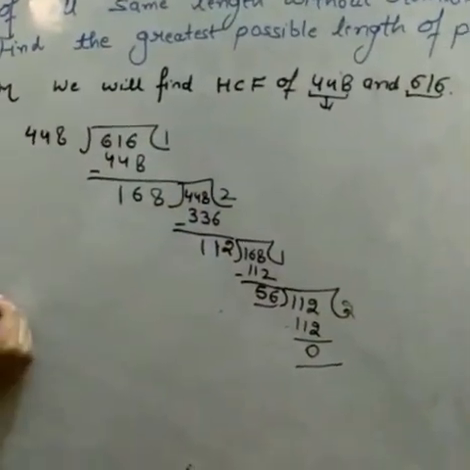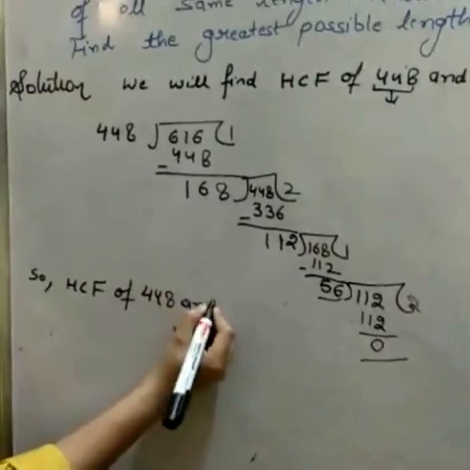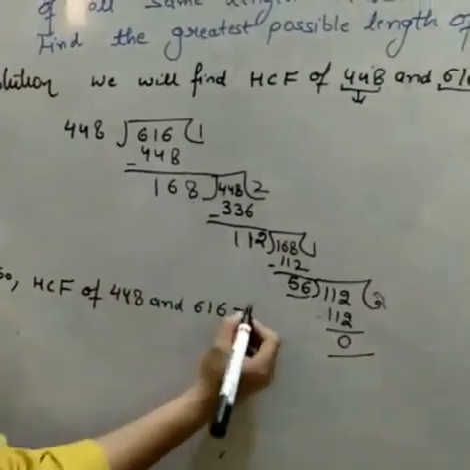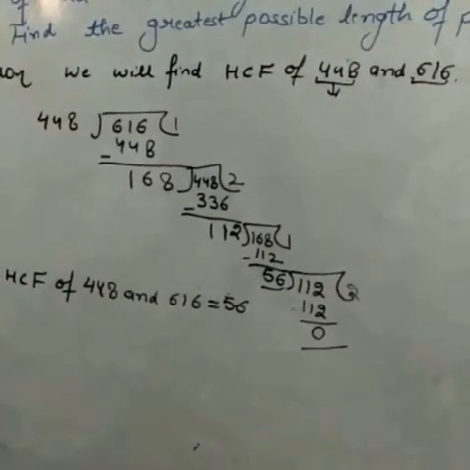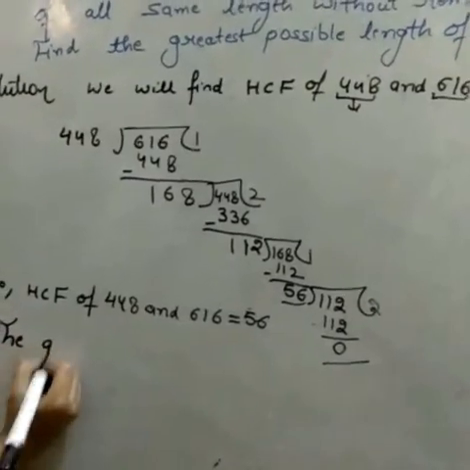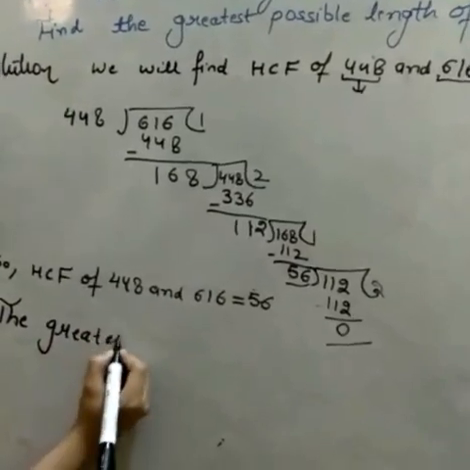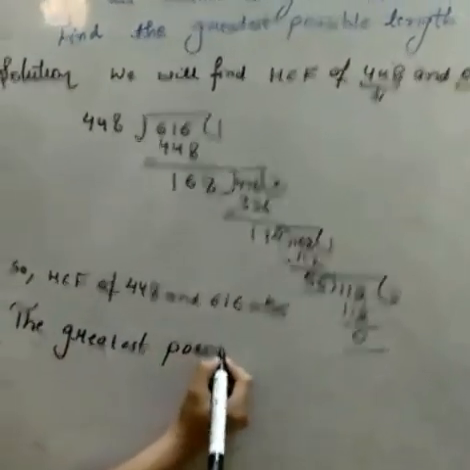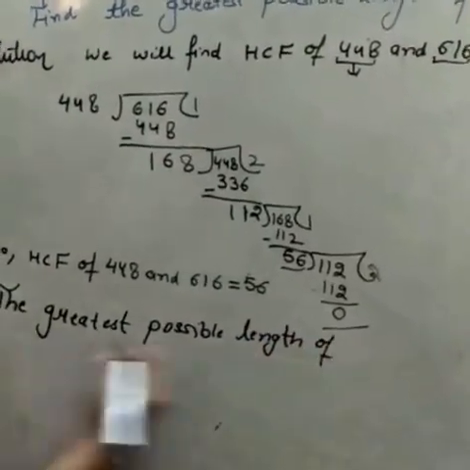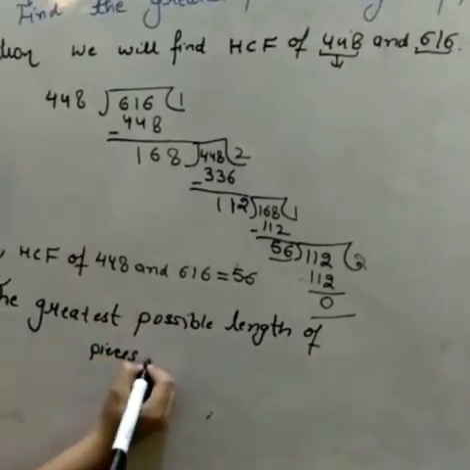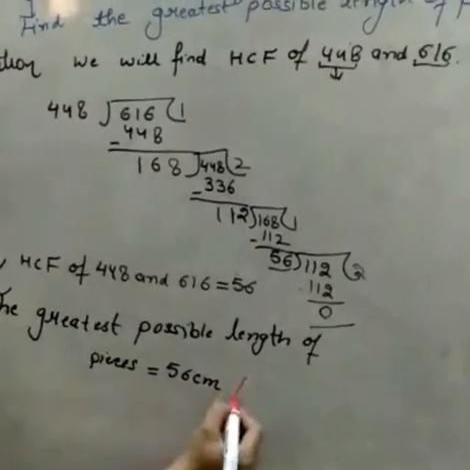So HCF of 448 and 616 is equal to 56, which means the greatest possible length of pieces is equal to 56 centimeter. So this is our answer.